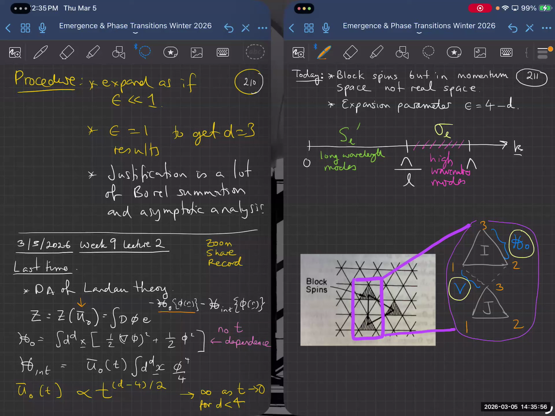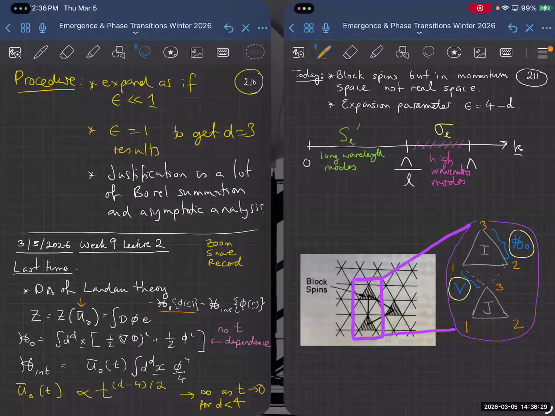Now, what makes this technically very attractive is that we're going to do the calculations in momentum space rather than real space. But that's the only conceptual change. I'm going to try to emphasize the similarities with what you already learned in the real space renormalization group, which is very intuitive. So let's go back to what we did in the real space renormalization group. That's shown at the bottom of the right-hand panel there.